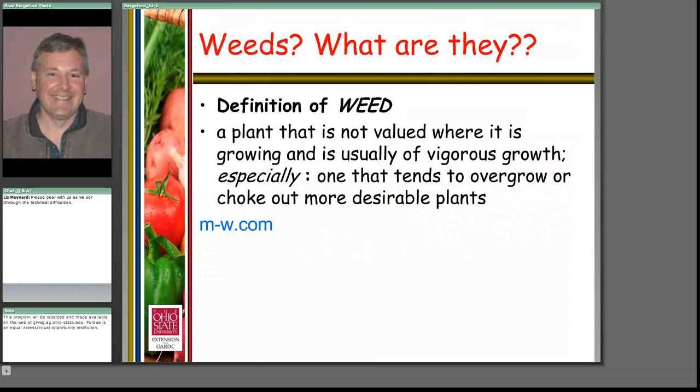First, we need to define what is a weed. A weed, most of us think of as an annual or perennial weed that is something that we cannot harvest, something that just gets in the way. But it can also be a crop. Say we had a previous crop of corn or buckwheat or some crop like that in there, and then we put the tunnel up and started production in that tunnel. That buckwheat could come up, and that would actually be a weed seed that could infect our tunnel production in the future. So just a definition of weed we need to keep in mind. It's a plant that is not valued where it is growing and is usually of vigorous growth, especially one that tends to overgrow or choke out more desirable plants.